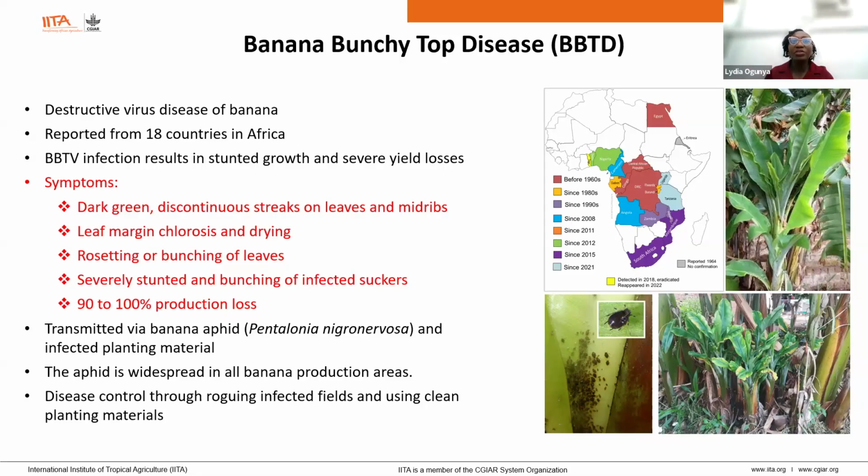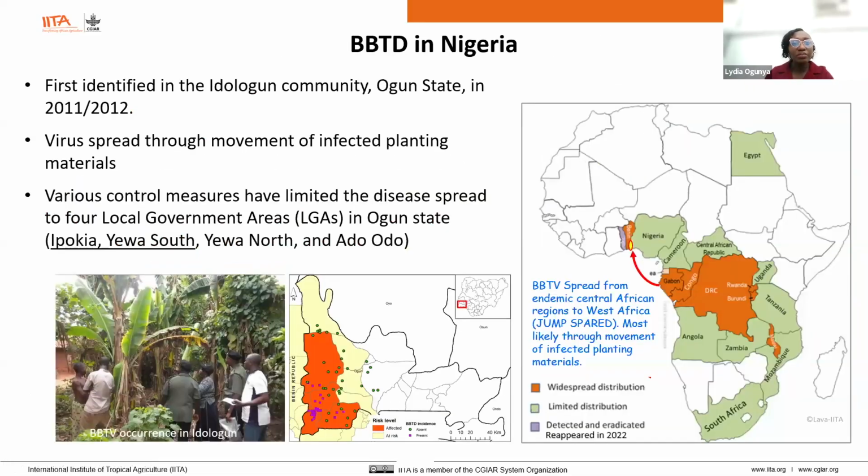And in as much as we have banana bunchy top ravaging farms, we also know that there are control measures that farmers should put into consideration in order to combat the spread of this disease. One of which is eroding infected fields and the use of clean planting materials. Then we see the display of what it looks like when a banana palm is ravaged by BBTD on the screen. Now we want to go into BBTD in Nigeria.